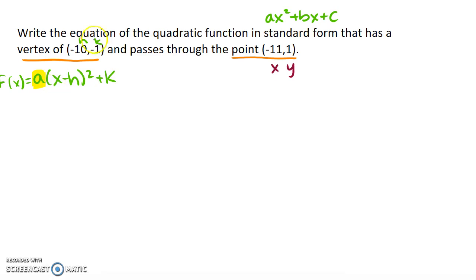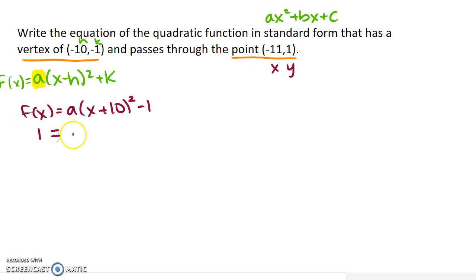So that's what we're going to do first, is substitute in the information we know from our vertex. So we'll have f of x equals, don't know our a, x, if it's a -10 in our equation, it becomes the opposite. So plus 10 squared, don't forget the squared, and -1. So that's just from knowing our vertex. But now we can substitute in our point, x and y. So for y, that's the same as f of x. So 1 equals a, substitute -11 in for x, plus 10 squared minus 1.